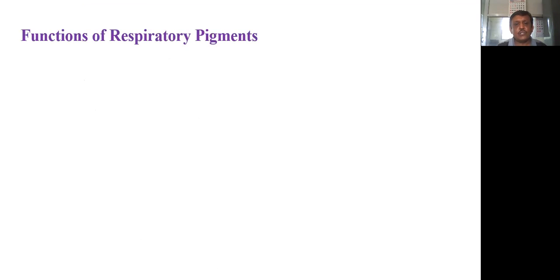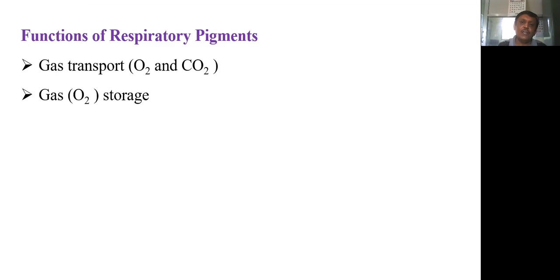Now let us first look at the general functions of respiratory pigments. What functions do the respiratory pigments perform? The main function of respiratory pigments is transport of respiratory gases, that means oxygen and carbon dioxide. Besides the transport of gases, they can store a little amount of oxygen.